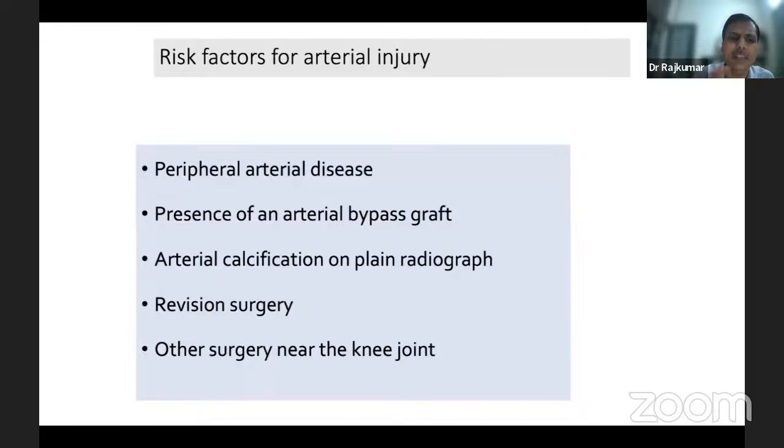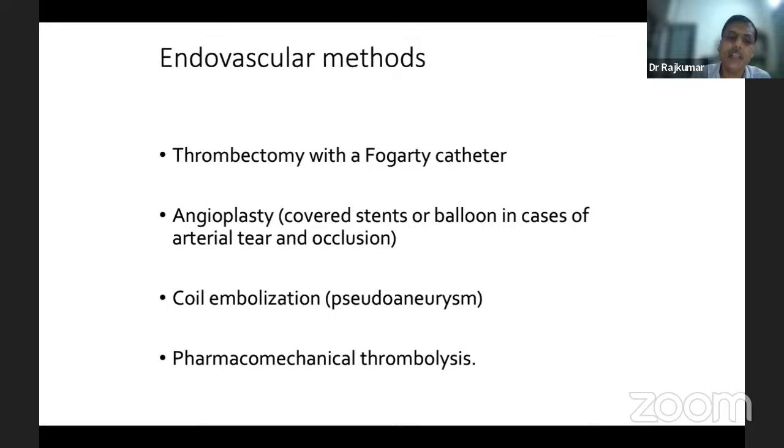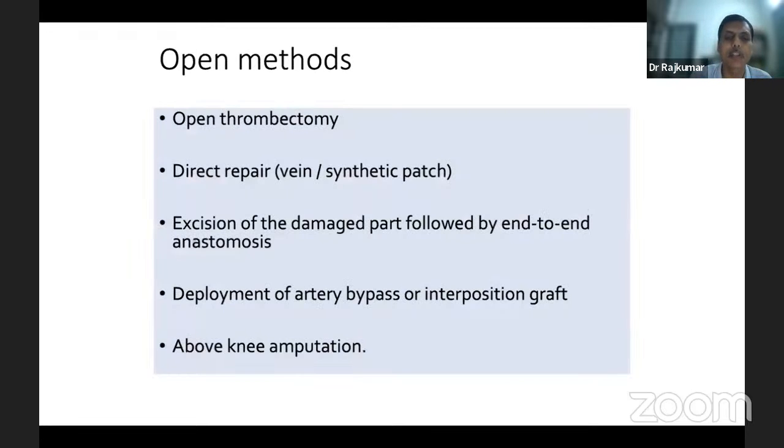So these are some of the risk factors for arterial injury. Patients, whenever they have this, come with hemorrhage, aneurysm. But these things are only theoretical, so you have to suspect it and pick it up early. So management, again, endovascular methods, I've just listed here, but it is better to call a vascular surgeon's help. He'll be a better person if you have diagnosed it perioperatively.